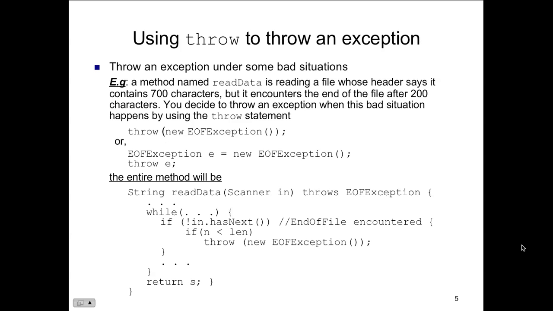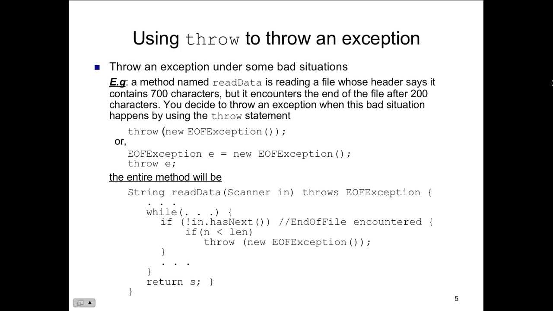So, using throw to throw an exception. The first method, it's actually on both in here so we can see it: we can put it on the method declaration line, or we could put it in the code and say throw a new IOEndOfFileException. So throw an exception under some bad situations, or maybe just some situations where you really need to check something.